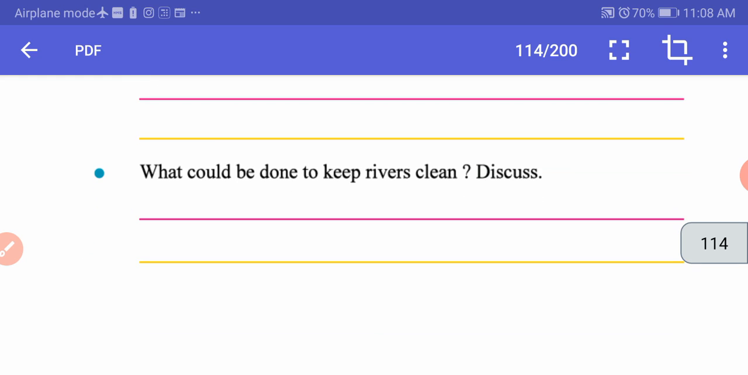Next question is, what could be done to keep the rivers clean? So to keep the river clean, we could keep the surrounding area around the river clean, and we could avoid polluting water by doing harmful activities using the river water.